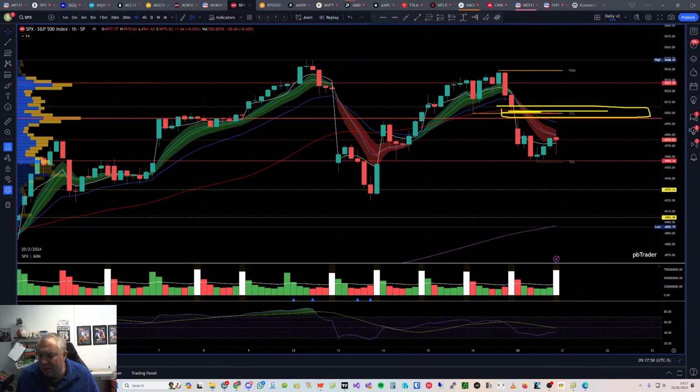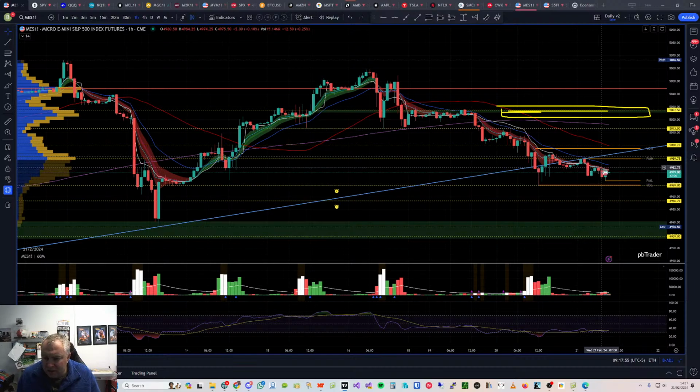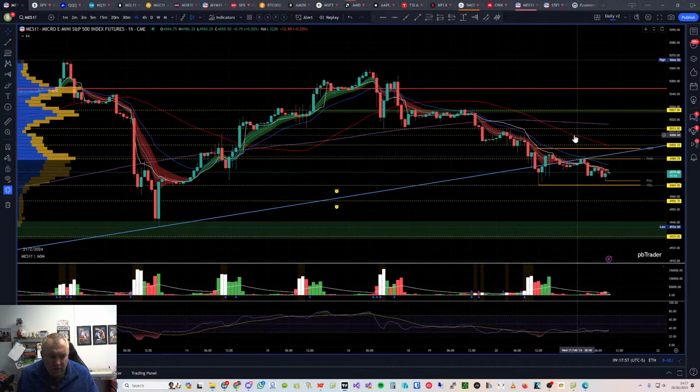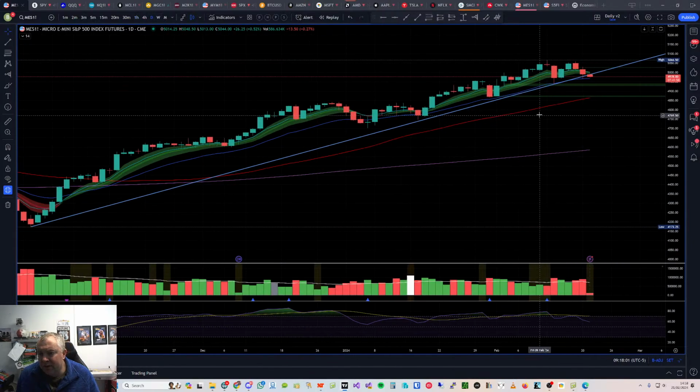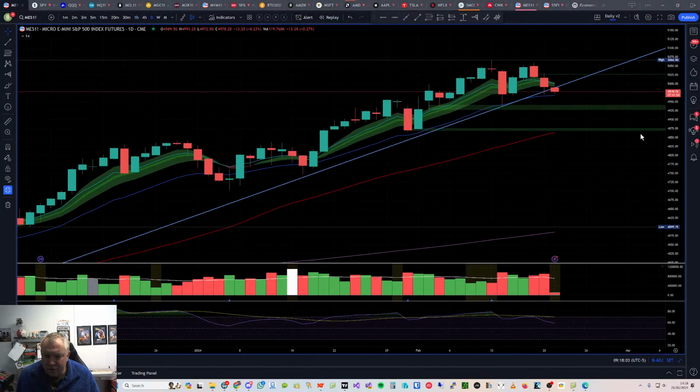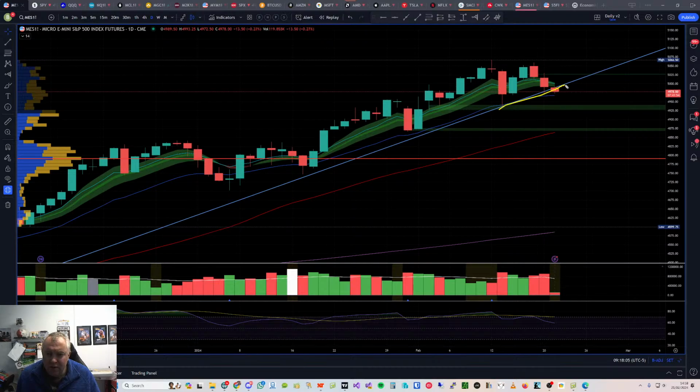And that's probably about it really. Let's just go back to the MES, see if there's anything changed. Let's go to the daily, just see where we are with the daily. So as we said earlier, it's broken below this trend line. Looking pretty bearish, 3 candles down. So today's the day. It's either going to continue the trend down, or we're going to see a turnaround.